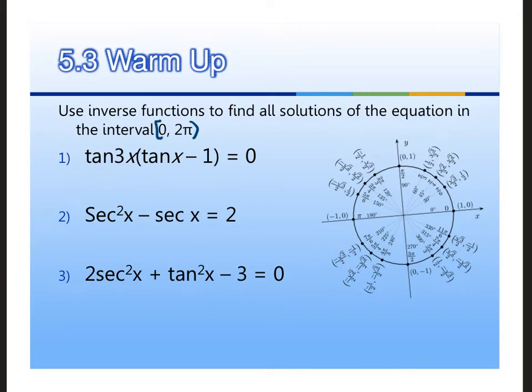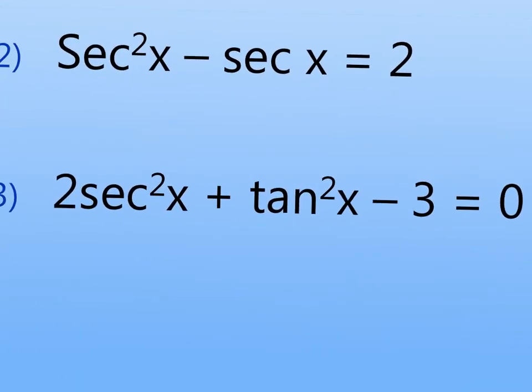which means I'm using my entire unit circle. I'm actually going to go to questions 2 and 3 and then go back to 1 because it's a multiple angle and you have to do it a little bit differently. Okay, so for 2, I'm going to factor it, right? So I'm going to get everything to one side. I'm going to do secant squared x minus secant x minus 2 equals 0.